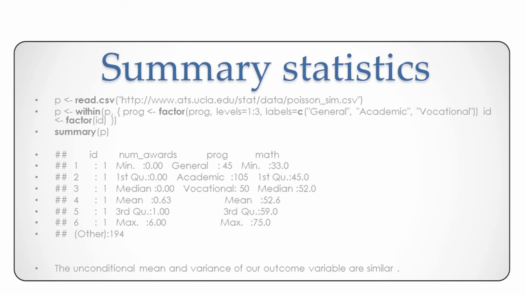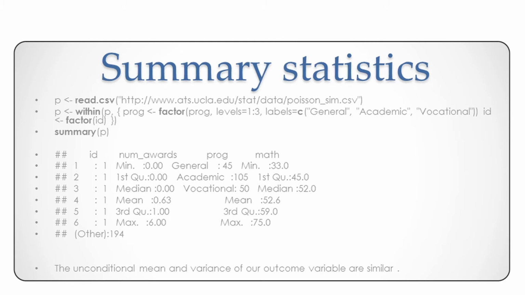For program, we get the frequency distribution. So there are 45 students in the general category, 105 in the academic program, and 50 in the vocational stream. For math, we can see that the minimum score is 33, the maximum is 75, the mean is 52.6, and the median is 52, which are reasonably similar.